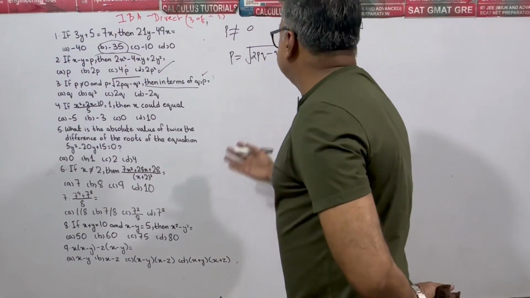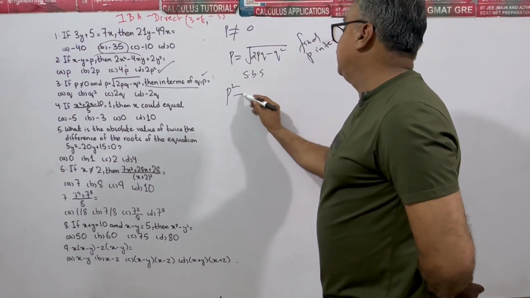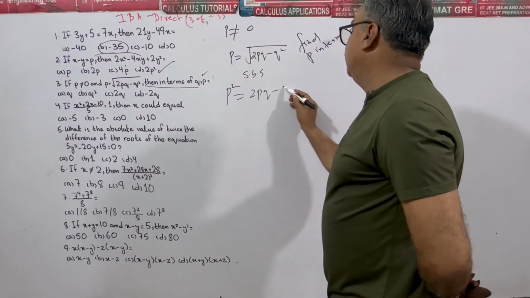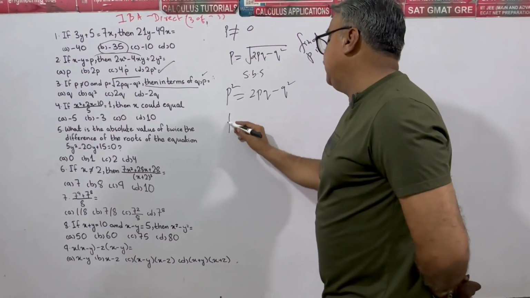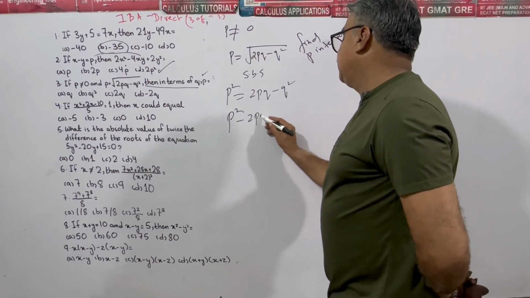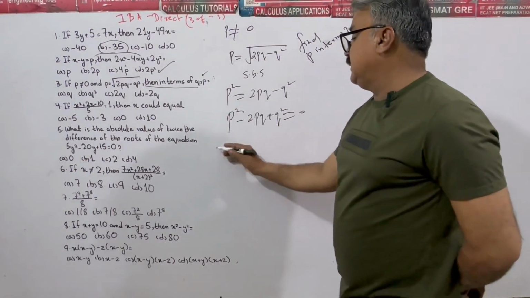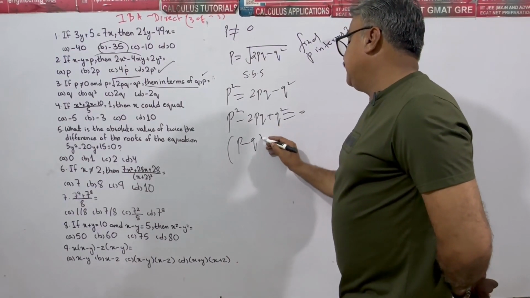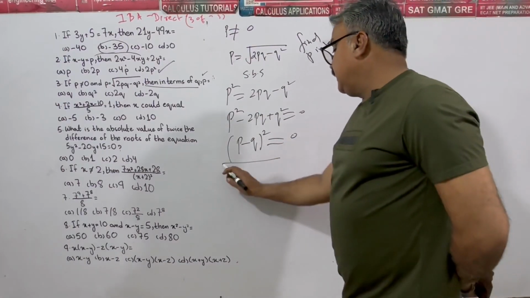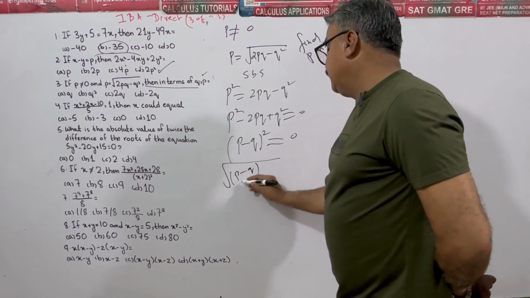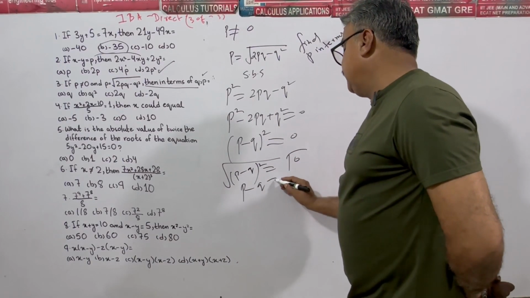One can utilize the options. I am squaring both sides. Squaring both sides, I have p square is equal to 2pq minus q square, getting rid of the square root. Shifting everything to the left hand side, p square minus 2pq plus q square is equal to 0. Look at this. It is also a perfect square: p minus q whole square is equal to 0. Taking the square root to get rid of the square, square and root cancel, and I have p minus q is equal to 0.